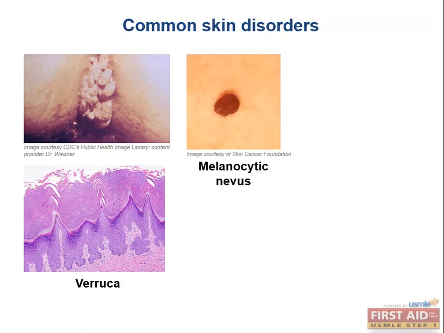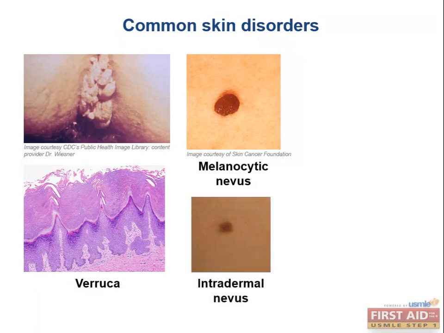What is this? It's a mole, or a melanocytic nevus. Most of the time, these are benign, but every now and then, a melanoma can originate from a melanocytic nevus. How would you describe an intradermal nevi? It is papular because it is solid and raised. What about a junctional nevi? How would you describe it? As a flat macule.